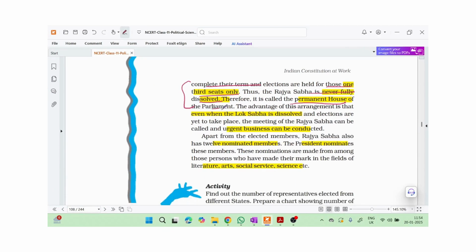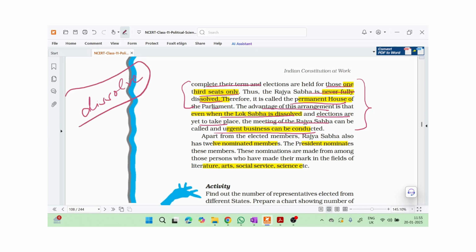So what is the advantage of this arrangement? And the advantage is that even when Lok Sabha is dissolved and elections are yet to take place, the meeting of a Rajya Sabha can be called and urgent business can be conducted. और वो आपको बताया कि लोकसभा can be dissolved. बहुत सारे रीजंस हैं, 3 आपको बताए हैं, उन्हीं तीनों से बहुत सारे निकलते हैं.